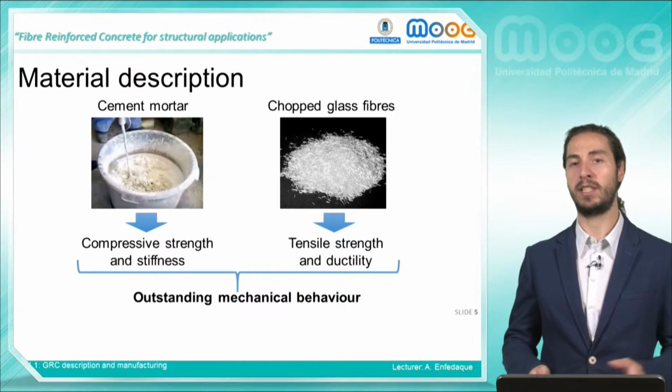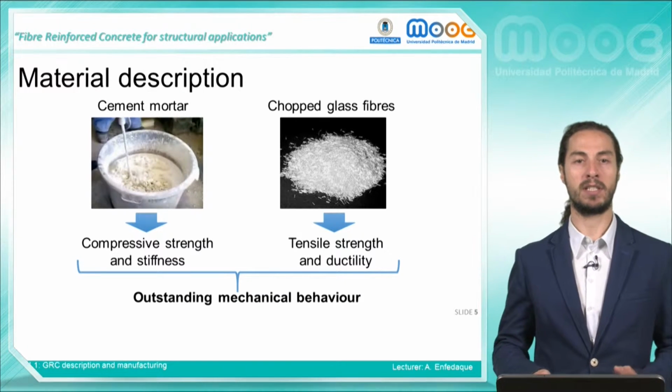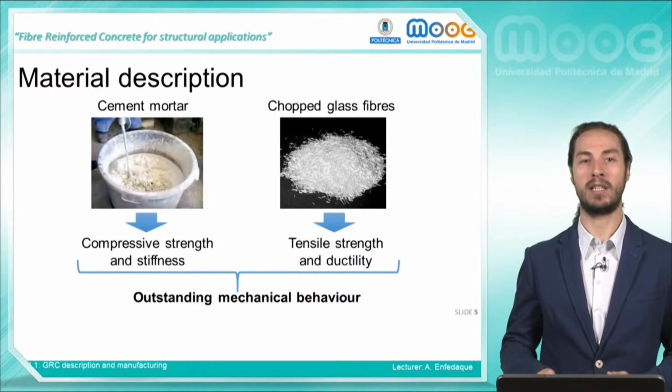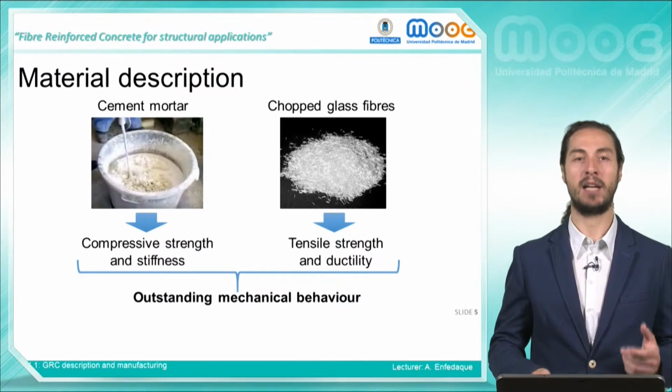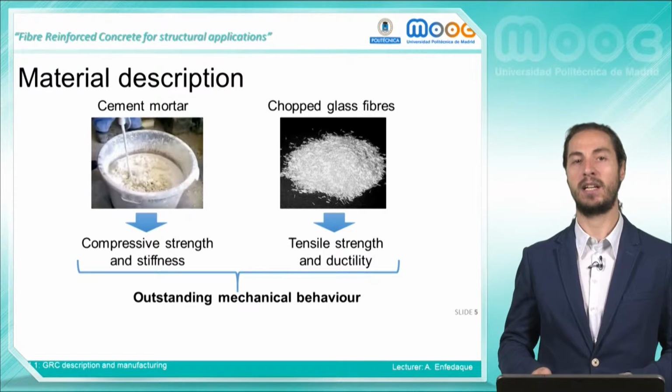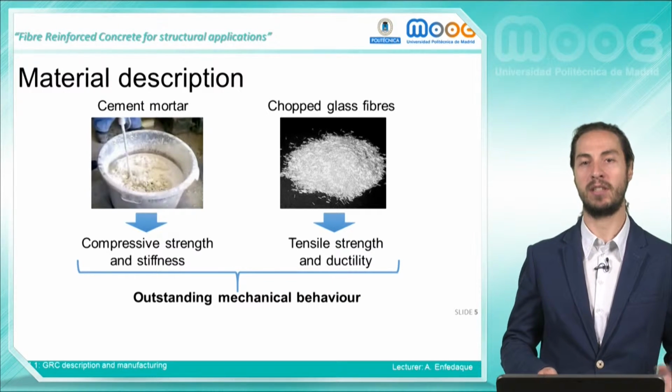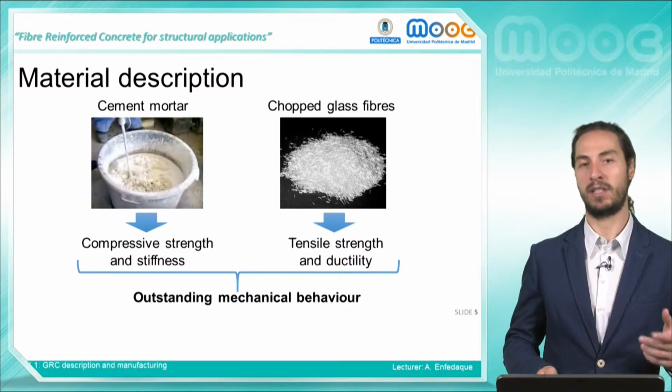By using the two materials previously cited, a standard composite material is obtained. The remarkable properties of the cement when compressed are kept in GRC. In fact, there is hardly any difference between the compressive strength of cement mortar and the one of GRC.